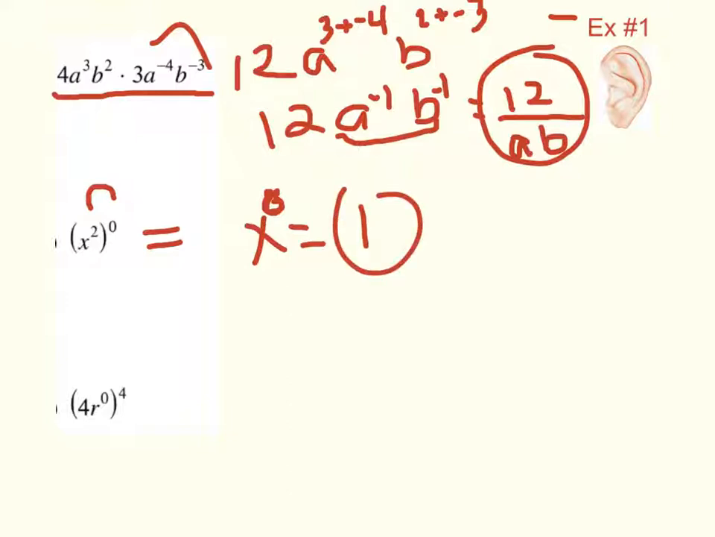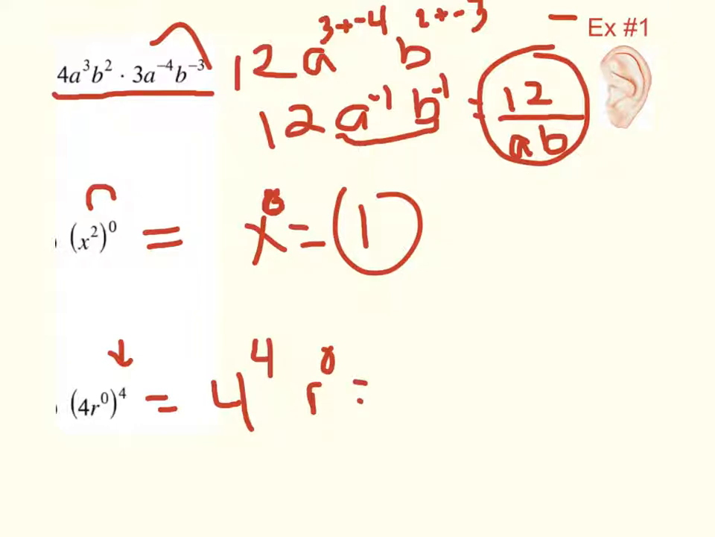And similar thing here, except you got to be really careful, because this 4 exponent goes to both the 4 and the r. So you're going to start by taking that 4 and distributing it into the 4, taking the 4 and distributing it into 0, and 0 times 4 is 0. So it's r to the 0.